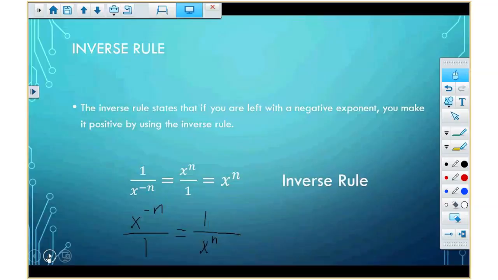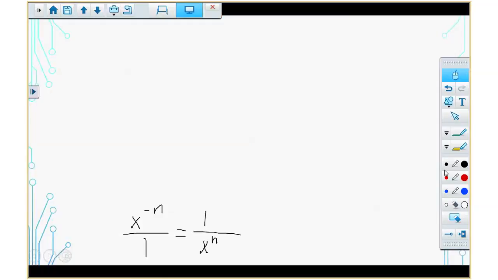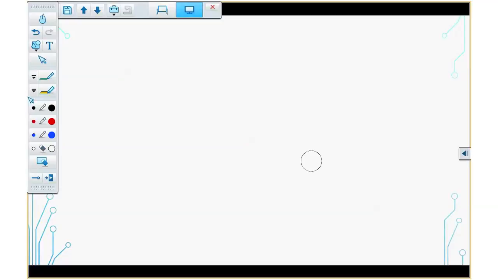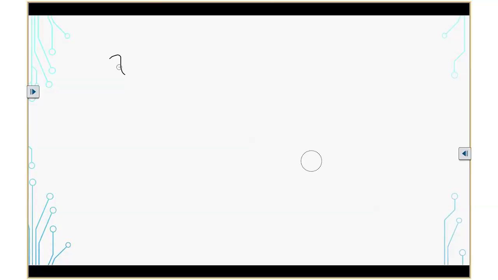There you go. Let's take some examples of what I did in the previous problem with the quotient rule. Let's say I have one that looks like this: x to the 7th over x to the negative 2. Now, do I have to do the quotient rule with this, or could I use the inverse rule and take it upstairs?